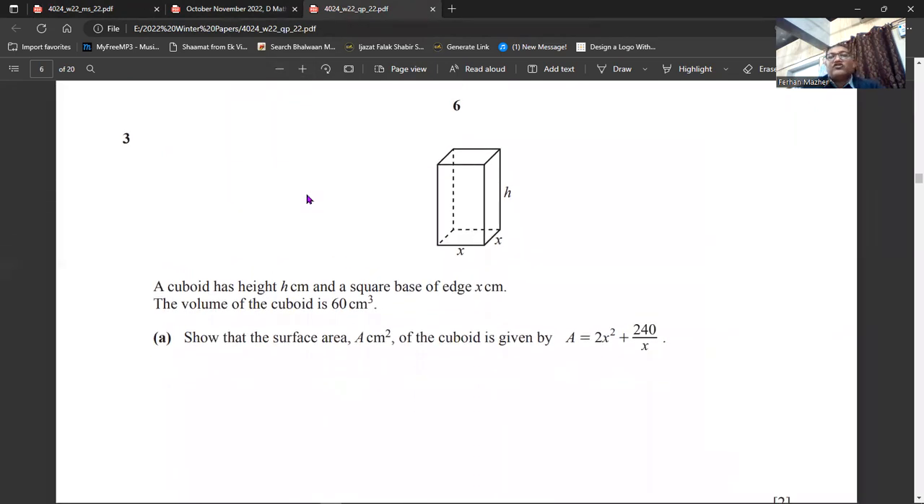Question number 3. A cuboid has a height 8 centimeter and a square base of the edge x. The volume of the cuboid is 60 centimeter cube. Show that the surface area A centimeter square of the cuboid is given by this formula: A is equal to 2x square plus 240 divided by x.